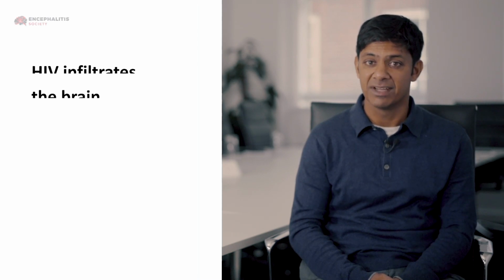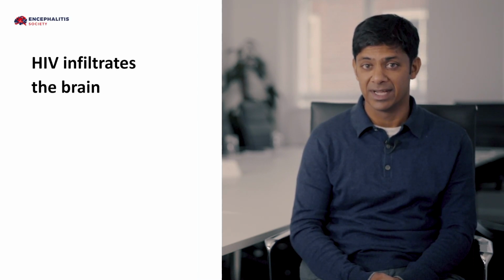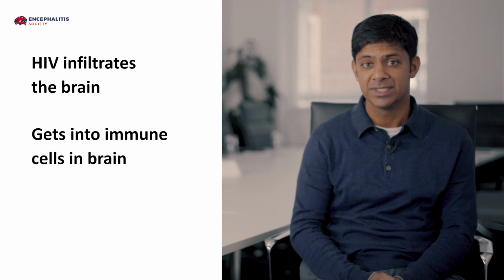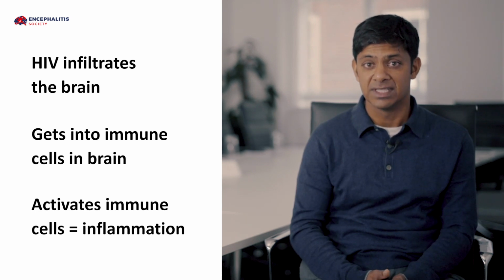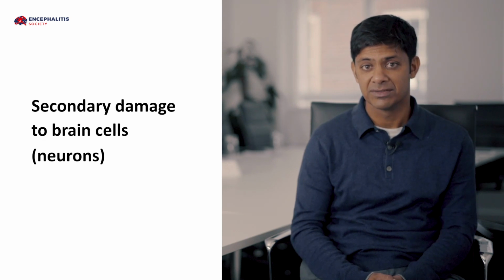So HIV encephalitis is caused by HIV infiltrating the brain. The virus circulates in the body when it's not controlled, and it gets into cells, immune cells in the brain, and it activates those immune cells, which results in inflammation. And then you get secondary damage to neurons, which are the cells of the brain. That's how you get HIV encephalitis and the symptoms that result from it.